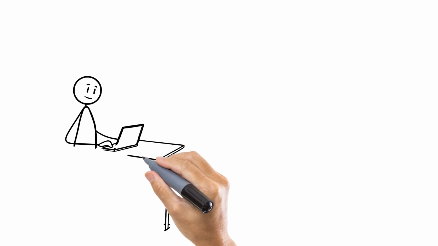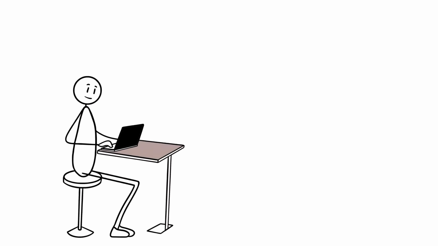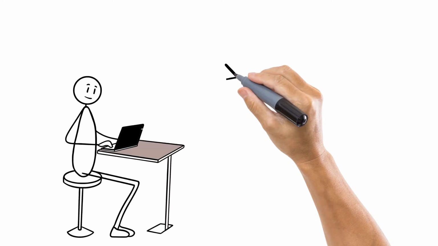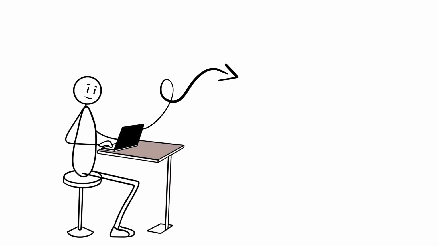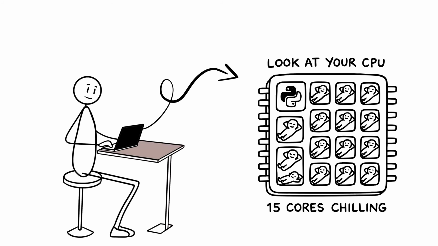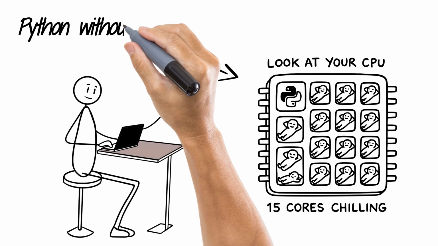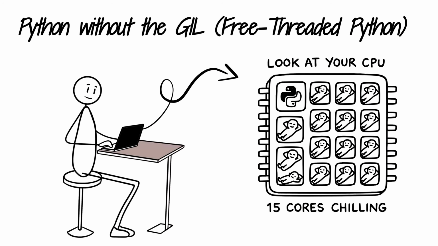Ever looked at your PC and wondered why 15 cores are chilling while Python is stuck on one? That's because of a famous feature in CPython called the GIL. But in 2025, something huge is happening. Python is finally learning to run threads in parallel, for real.